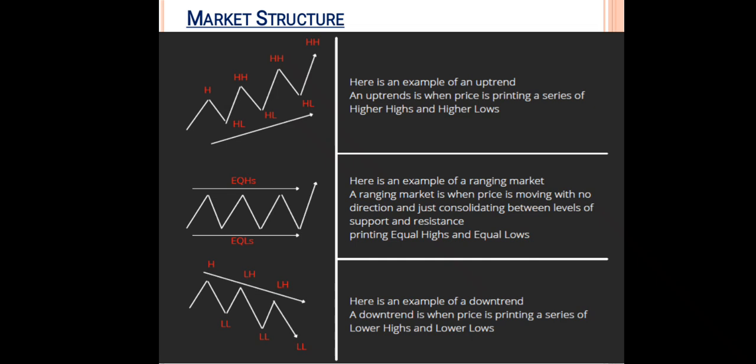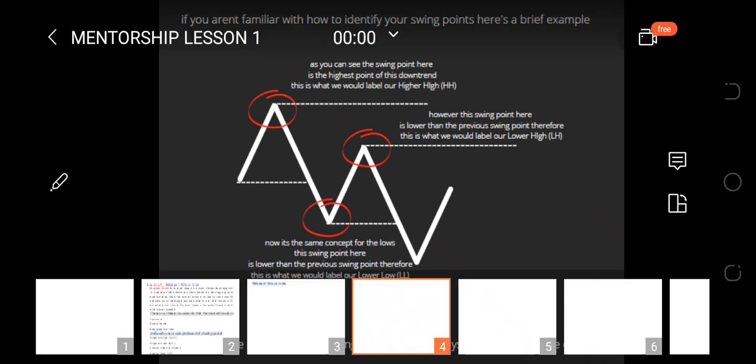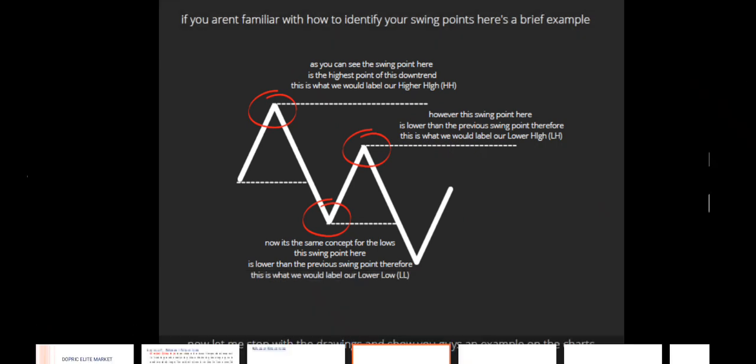Now, if you are not familiar with how to identify your swing points, here is a brief example. If you check on top there, as you can see, we have a swing point there, another swing point there, and another swing point there. Every time you reach a swing point, you draw a line, just like that. So you draw a line there and you also draw a line down, just like that.